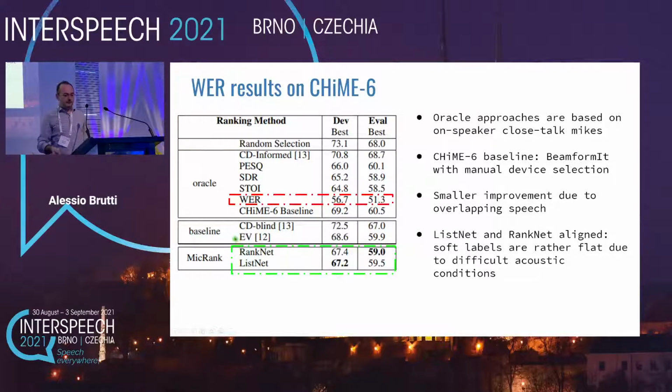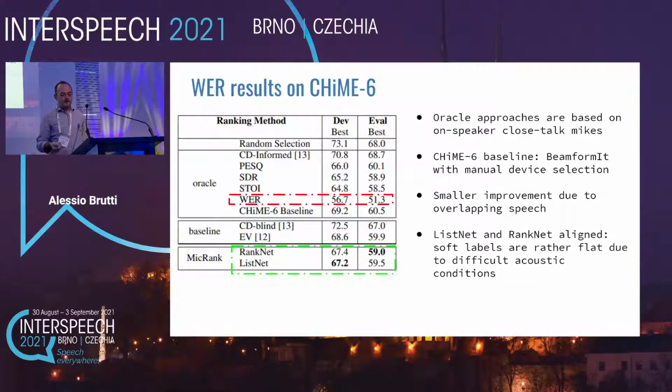Performs better than the state-of-the-art channel selections. Performs better also than the CHiME-6 baseline, where the device is manually selected. It is not an Oracle selection, as one of the reviewers actually complained about that. It's pseudo-Oracle, but it is on human supervision, so it's not chosen randomly.